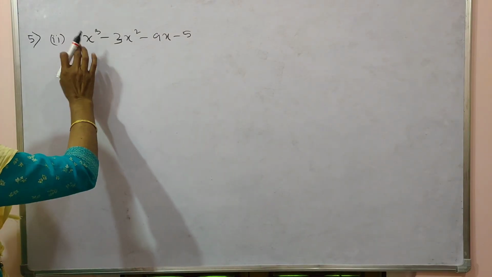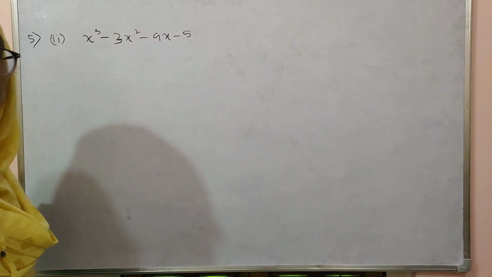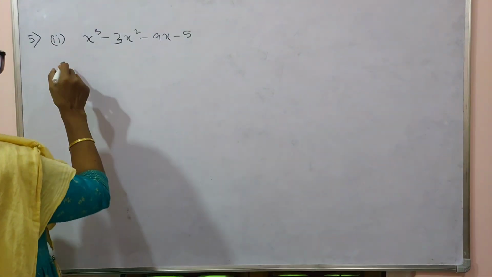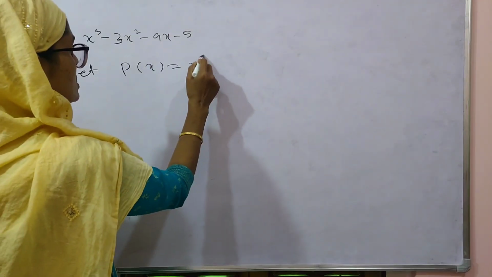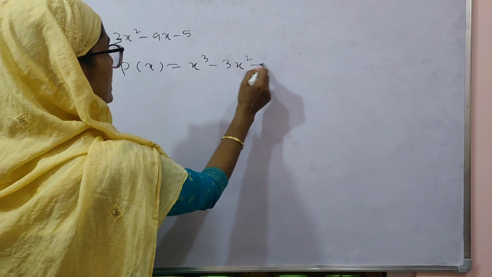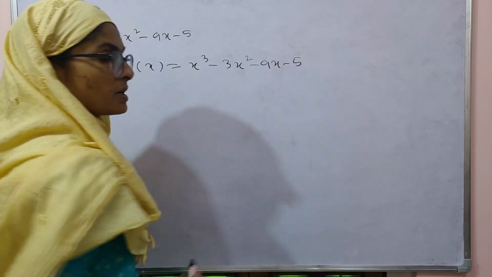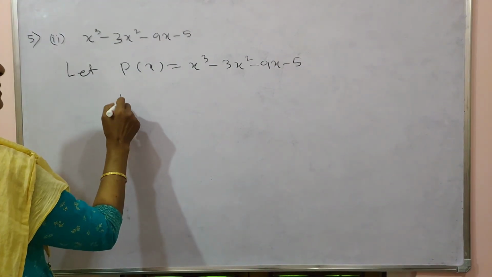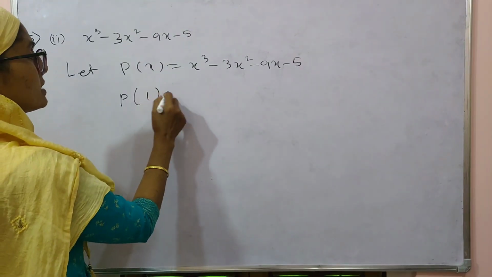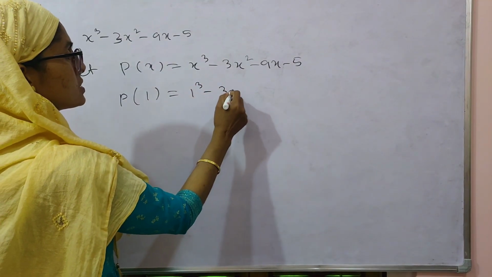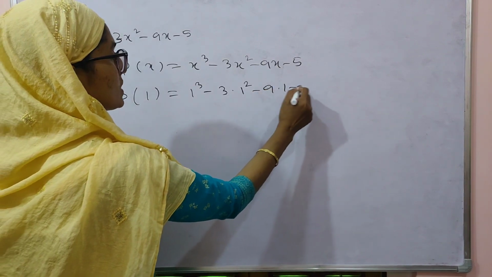Number 2, x cube minus 3x square minus 9x minus 5. First we have to write let p(x) equal to x cube minus 3x square minus 9x minus 5. Now putting the value of x equal to 1: 1 cube minus 3 into 1 square, minus 9 into 1, minus 5.